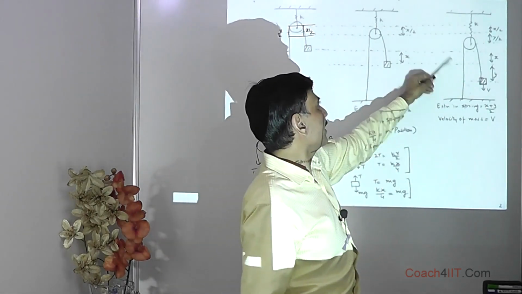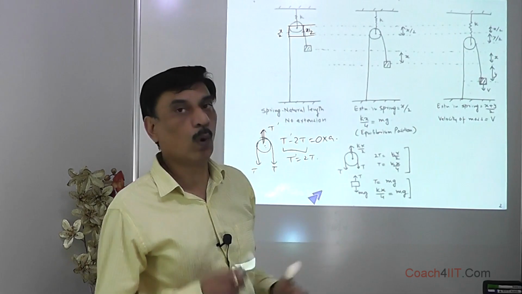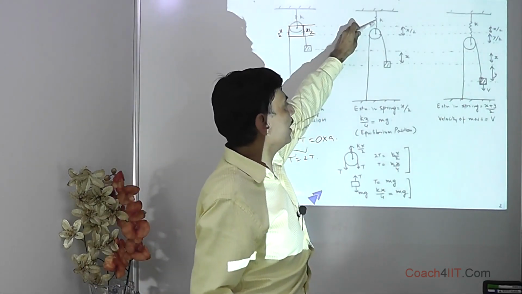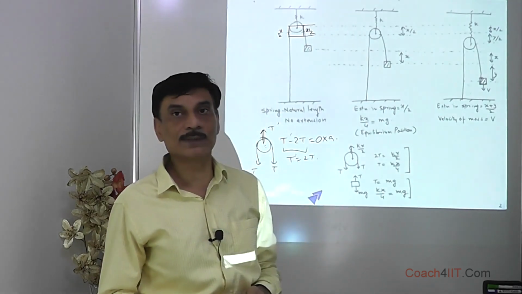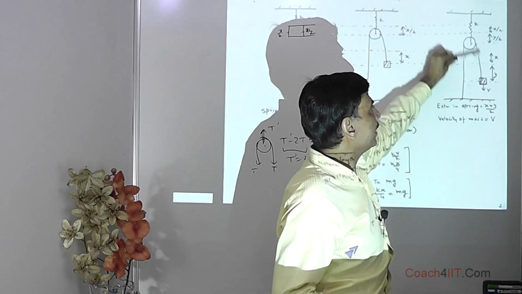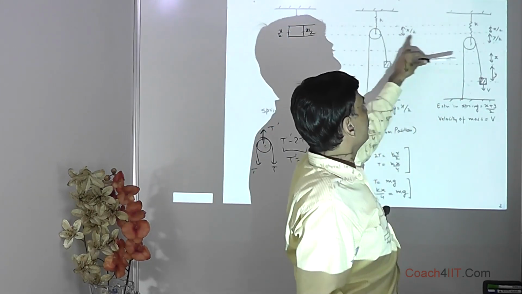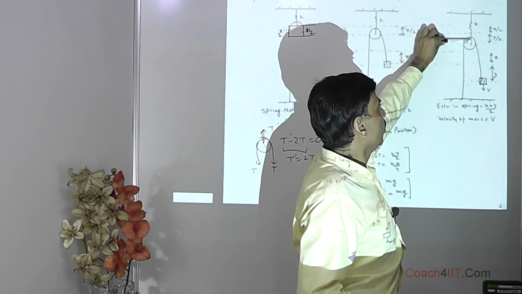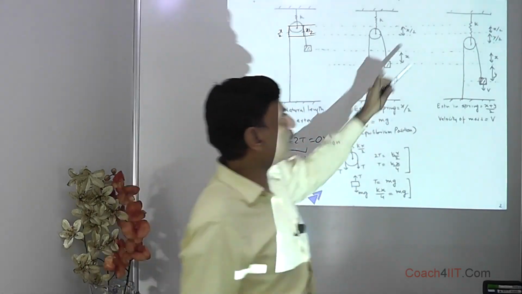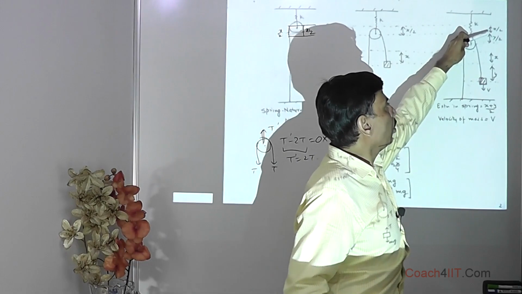obviously there is going to be, once again, expansion in this. What is going to be expansion? We know if this goes by distance x, the expansion, the stretch, is x by 2. Similarly, if we move it further by distance y, the center of the pulley, from this level to this level, is going to move further down by distance y by 2. So now the total stretch in the spring is x by 2 plus y by 2.